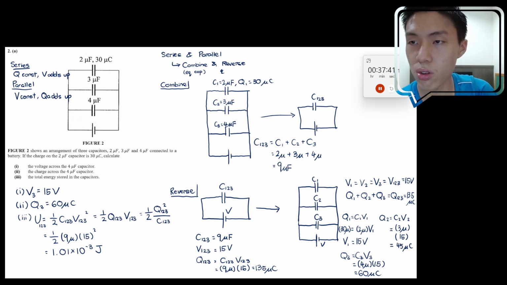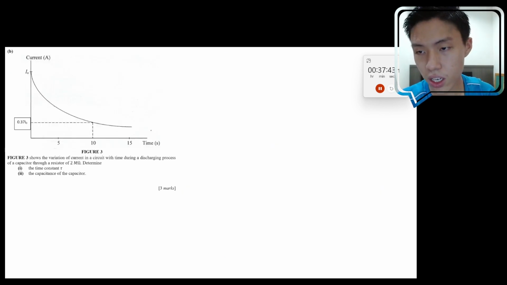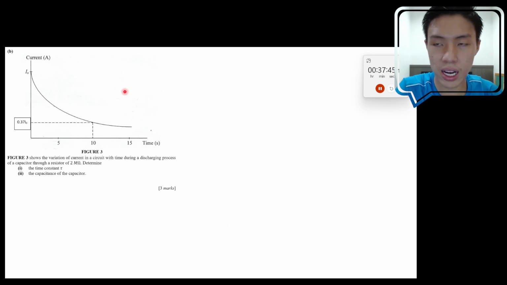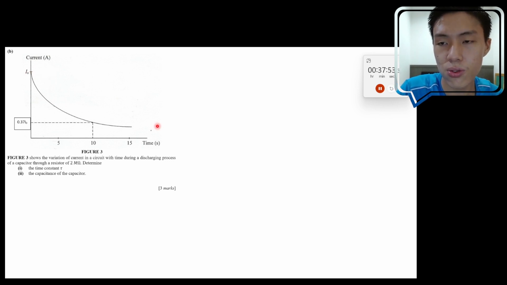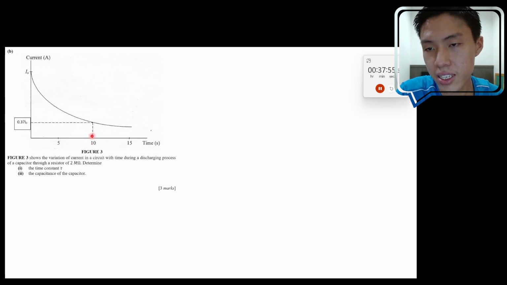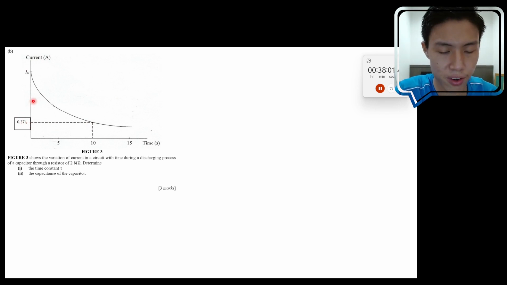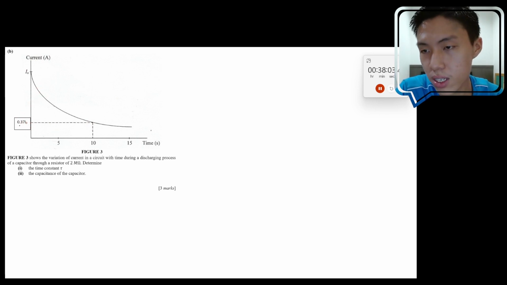Let's move on to question 2b. Okay, 2b shows a current, charging or discharging, we're not sure. But the current decreased from I0 falling through time. At 10 seconds, they specify that the current is at 0.37 I0. Okay, 0.37 is a very important value. 0.37 is the same as e to the power of negative 1.